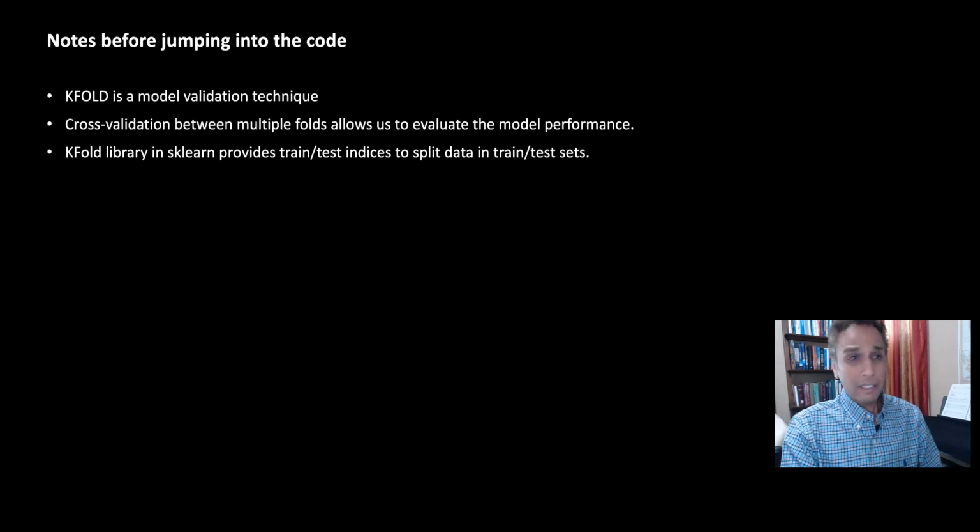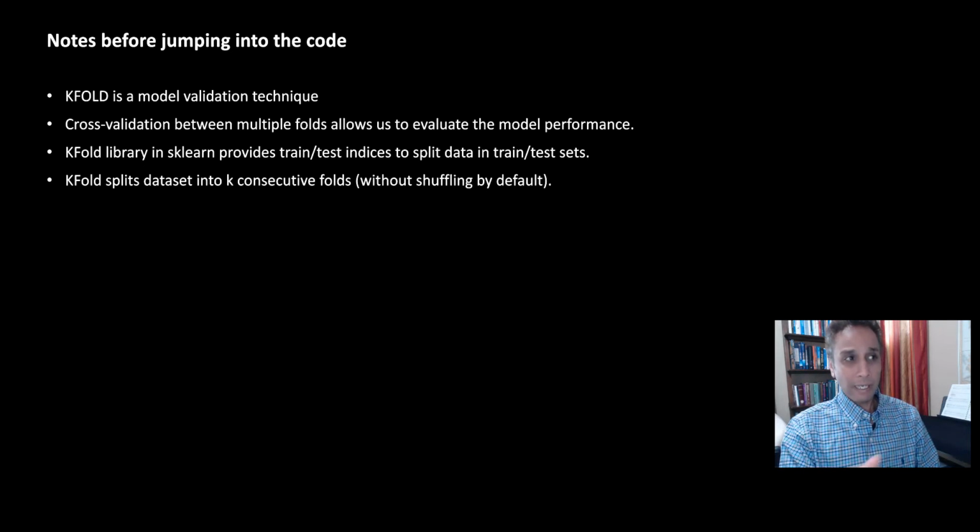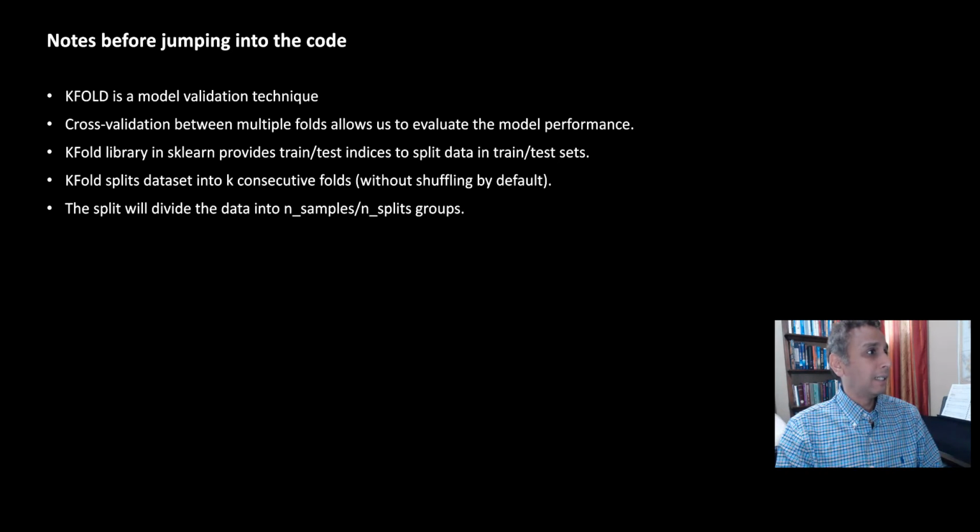And in scikit-learn, the KFold library provides you both the training and testing indices, so you can split the data randomly or sequentially. By default, it's without shuffling, but you can shuffle the data and then split the data into multiple folds. And as I mentioned, it divides the data into K folds, as the name suggests. K is the number of folds that you want to divide your data into.